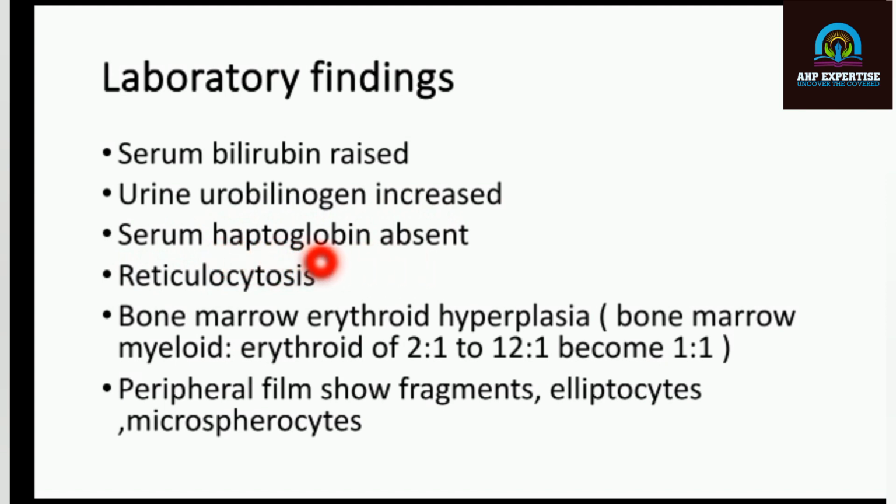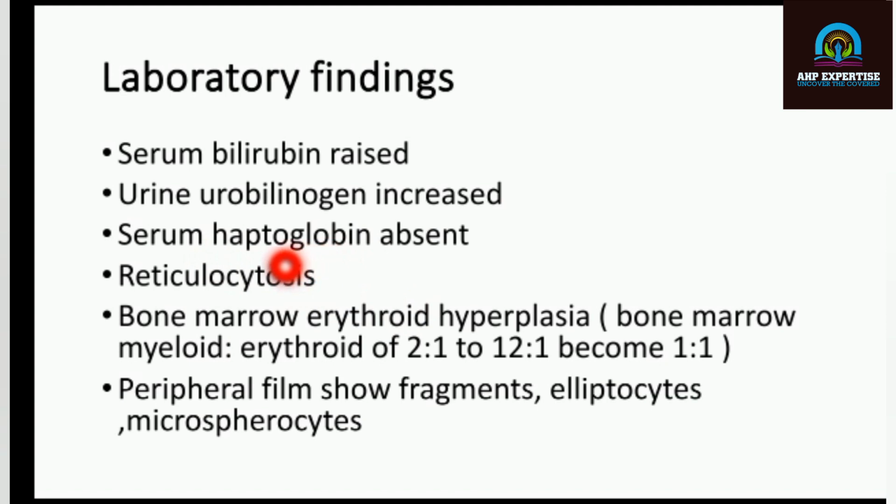Haptoglobin is a protein which is normally present in our plasma. It is a plasma protein, and this plasma protein normally binds with hemoglobin. All right, there will be hemolysis in the hemolytic anemia, meaning there will be excessive destruction of red blood cells. When there is excessive destruction of red blood cells, there will be excessive release of hemoglobin in the blood, in the plasma.